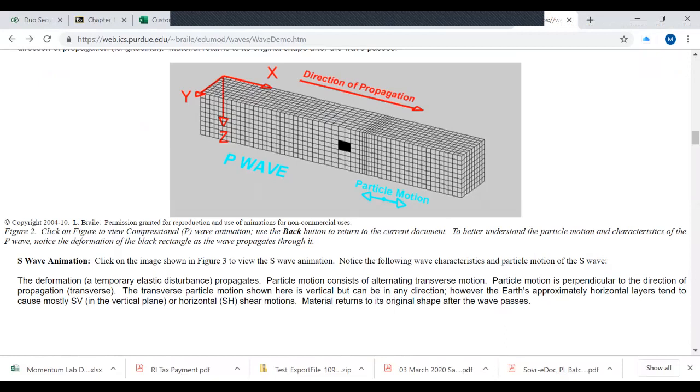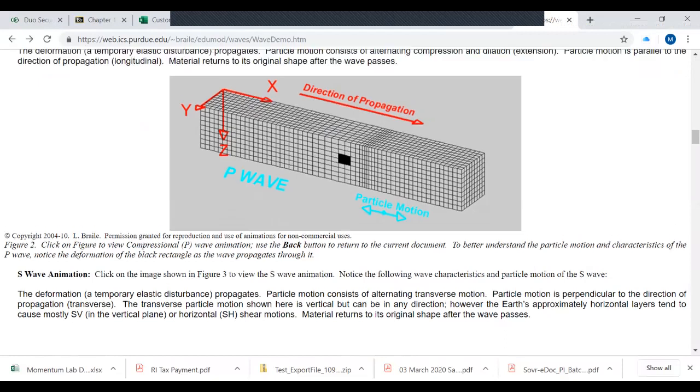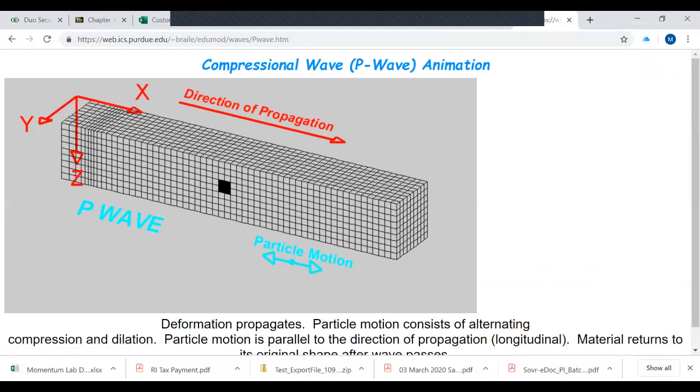So here you can see the wave is going to travel in this direction. Oh, I can't draw on this. That's right. The wave is going to travel in this direction. And if you pay attention to this region of the rock, the material that's highlighted in black, you'll see how it deforms as the wave passes through. So it gets compressed and then expanded as the wave passes through. So the particle motion, the way the particles of the rock move, is back and forth, parallel to the direction the wave is traveling. So that's a P wave.